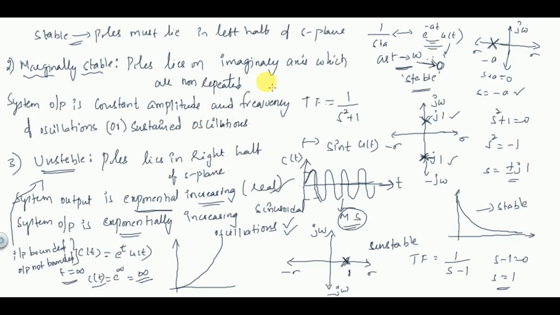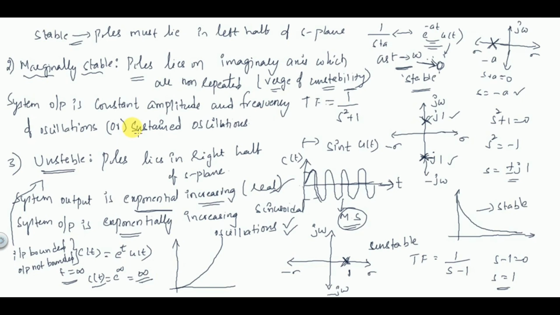Marginally stable is about to become unstable. It is on the verge of instability. If the value changes, then it becomes unstable. If you just shift the pole location towards the right, it becomes unstable. Such a system is said to be marginally stable, or it is also called a critically stable system or limitedly stable system.